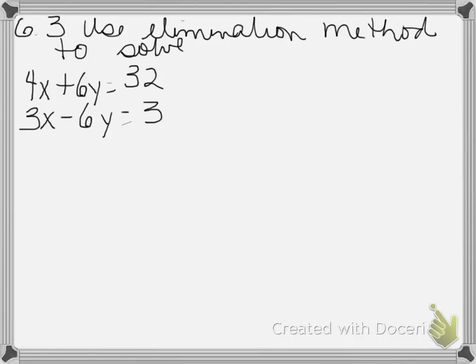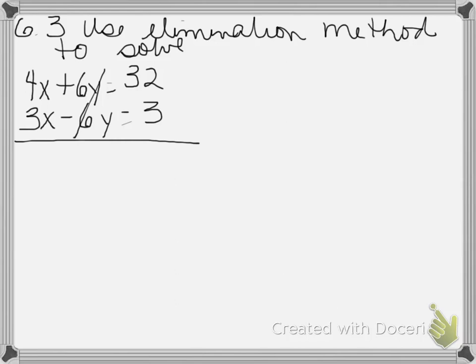Okay, section 6.3 is using the elimination method to solve. The elimination method means we are going to add the equations together and we want one of the variables to go away. And here, the y goes away because we have opposite coefficients. One is a positive 6y and the other is a negative 6y, which turns into 0y or just 0, which goes away. So then we add the other variables.